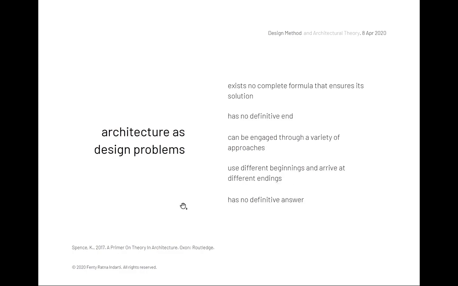When we look at architecture as design problems, Horst Rittel captured it by characterizing it as a wicked problem, where there exists no complete formula that ensures its solution. It has no definitive end. It can be engaged through a variety of approaches. It uses different beginnings and sometimes it arrives at different endings. And it also has no definitive answer.